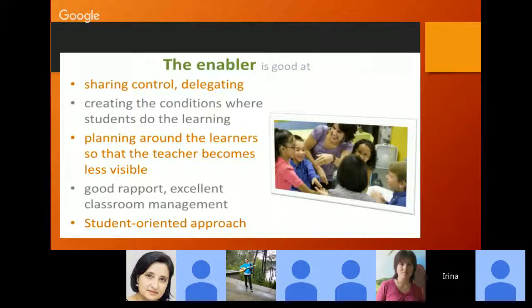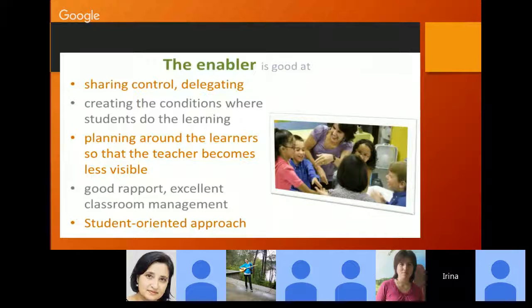And we spoke about classrooms, the learning environment during our previous sessions. So the classrooms, the environment the students are in also plays a great role when they study. Try to decorate the walls with their paintings, with their works, everything that they did, so that they will feel a part of this classroom, for example. Planning around the learners so the teacher becomes less visible.